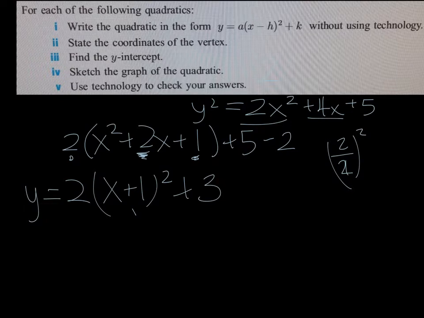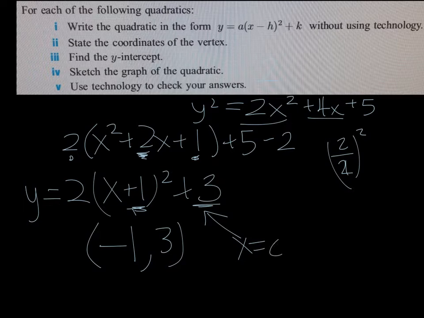Now for part II, the second part, let's find the vertex. Well, in vertex form we look at these two numbers. The first one is opposite, so -1, 3. Then part III, the y-intercept. That's when we take this and we set x equal to 0. So we have 2 times 0 plus 1 squared plus 3. 1 squared is 1, times 2 is 2, plus 3 is 5.